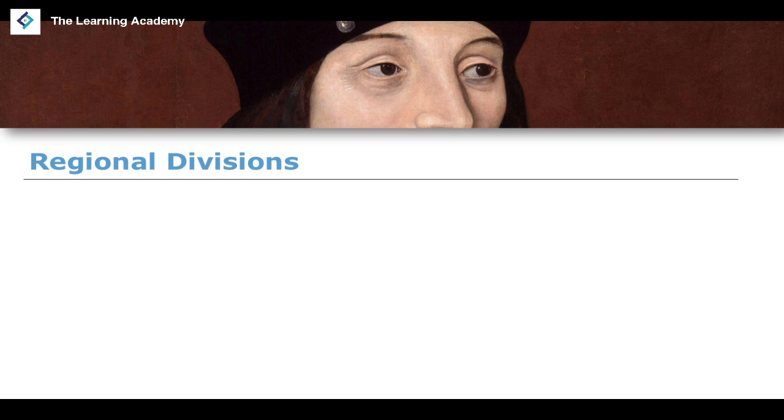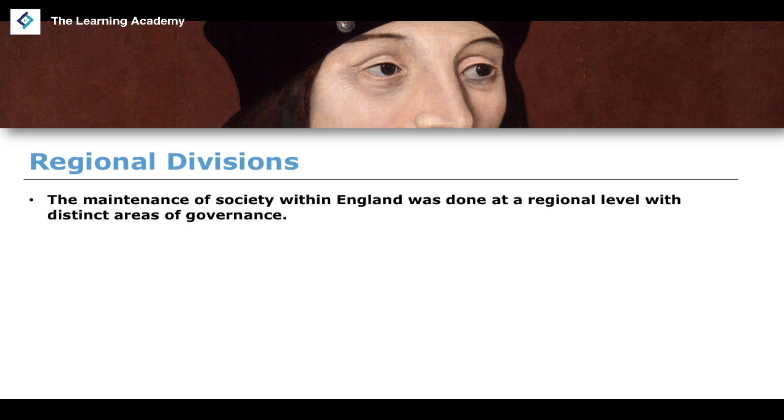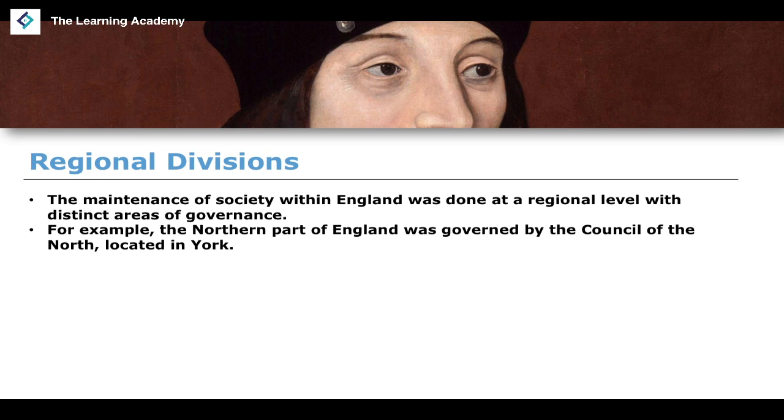So now that we've looked at the different structures of society and the different members within English society, let's talk about the regional divisions that existed. The maintenance of society and law and order within England was done at a regional level, and we have distinct areas of governance. For example, the northern part of England was governed by the Council of the North, which was located in York, as you could probably imagine.